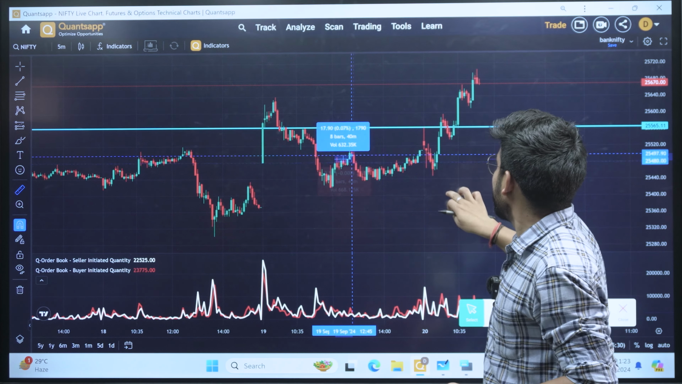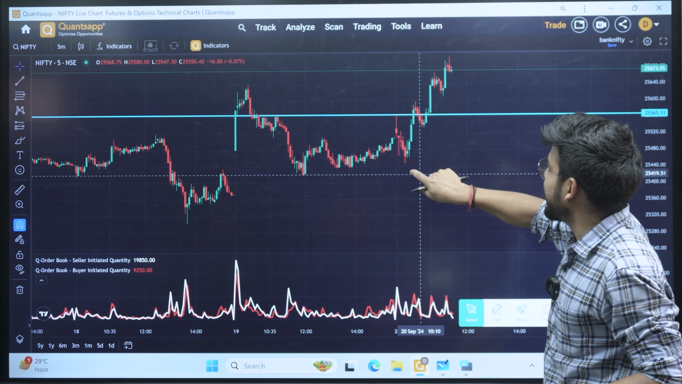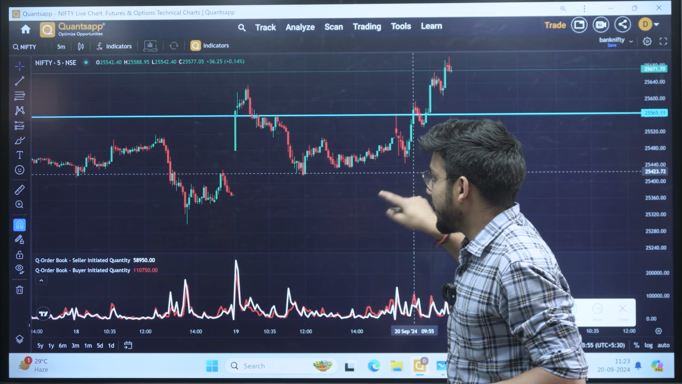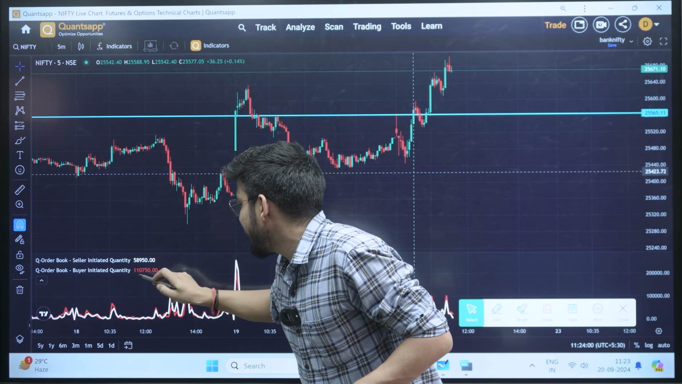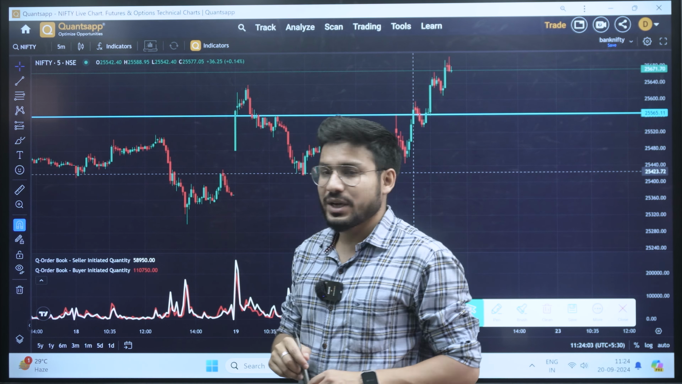So I can see here at this level where the candle is breaking out, my BIQ and SIQ. My BIQ is, I think, 1,10,750, the buyer initiated quantity, and the seller initiated quantity is only 58,950. So it is more than 2 times, right? This is the time when I'll initiate my entry in the upward direction.